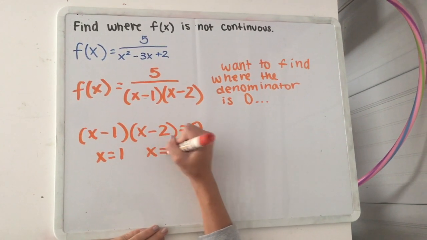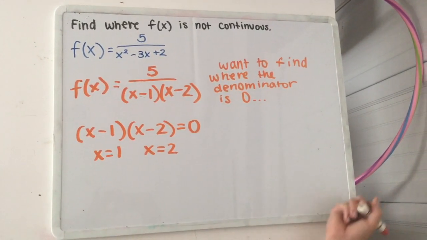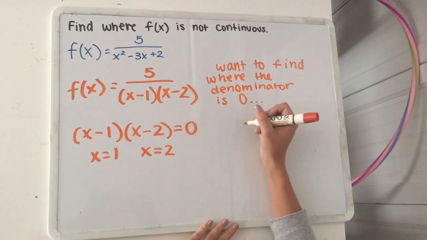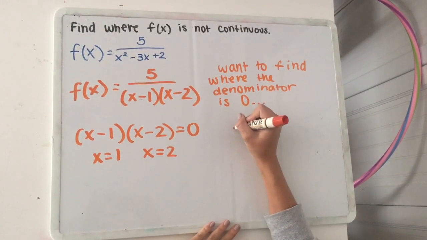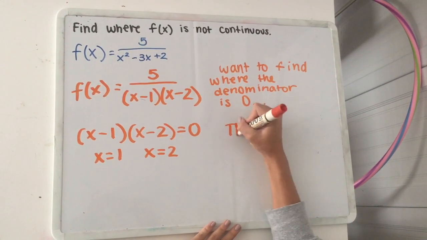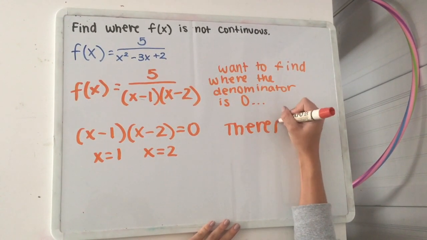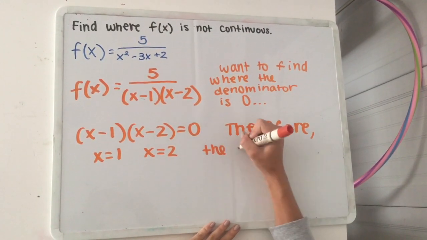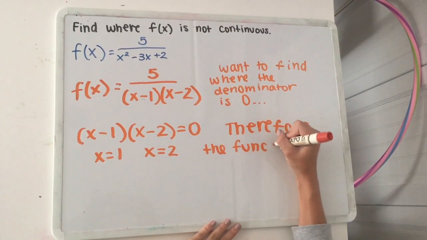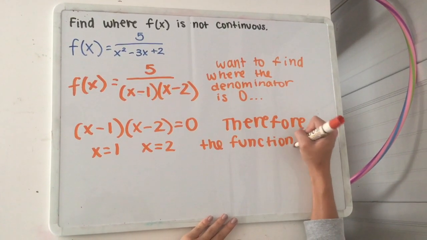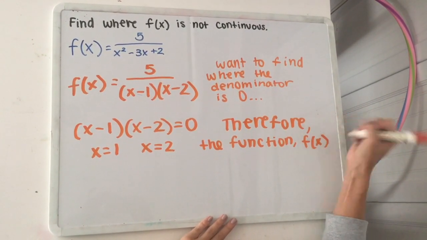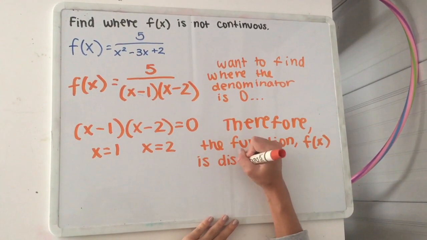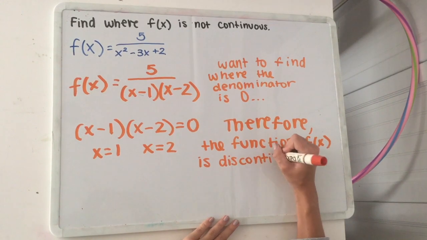And therefore, the function is not continuous at the x values where x equals 1 and where x equals 2, because again, anything divided by 0 is undefined. That goes for any number or polynomial or pretty much anything. So again, by setting the denominator equal to 0, we found where the function is not continuous and is undefined.